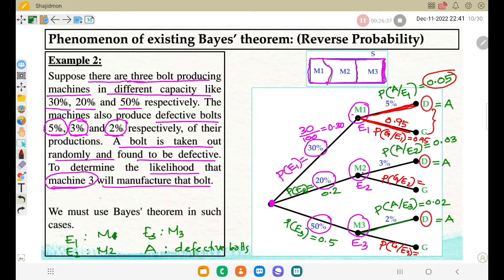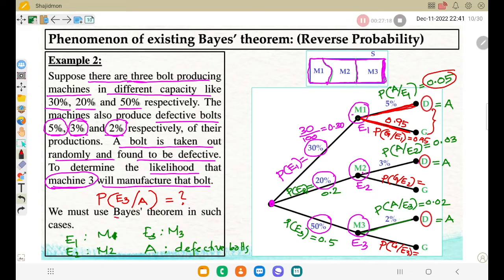But here the question is, what is the likelihood? Likelihood means based on the hypothesis. Correct? Assumptions. So we need to determine the likelihood that machine 3 will manufacture that bolt. One bolt we have taken, and that bolt is defective. That bolt coming from machine 3, what is the probability? So the probability that it will come from machine 3, that means event E3, under the condition that it is a defective bolt. Defective bolt we are representing by capital A. This is our question.